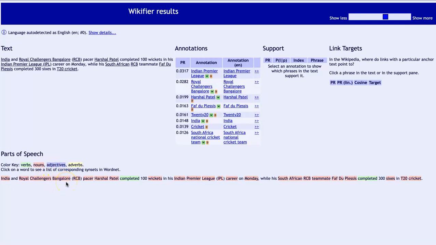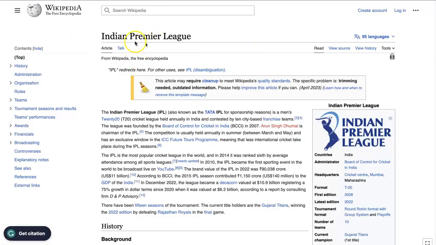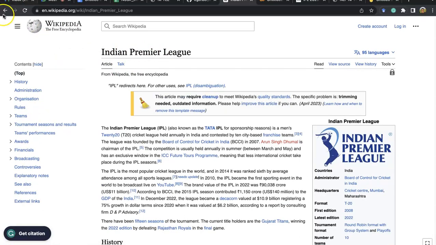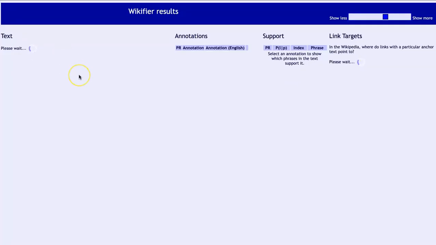Now, if you remember the next steps, for each of these words they connect it with the actual Wikipedia page. For example, this Indian Premier League, they connect it with a page. If you click, it will show that page. Now you can see this is the Wikipedia page for the Indian Premier League. Now if you go back.